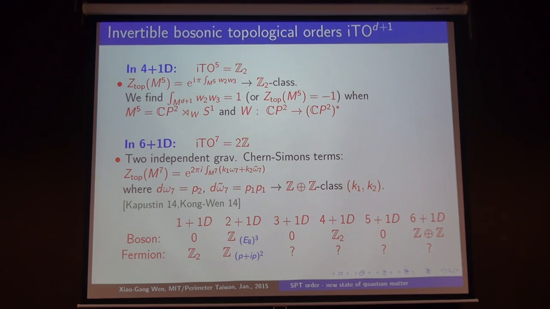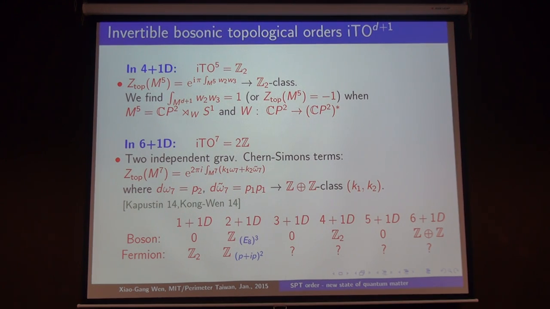So this Z class all corresponds to perturbative gravitational anomaly. I think for boson and fermion systems, their time should be similar, but the quantization may be different. But for the Z2, they correspond to the global gravitational anomaly. So they will be very different.